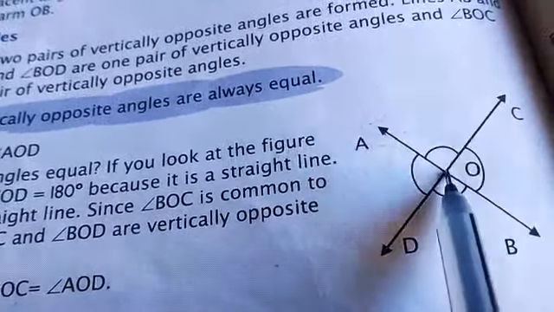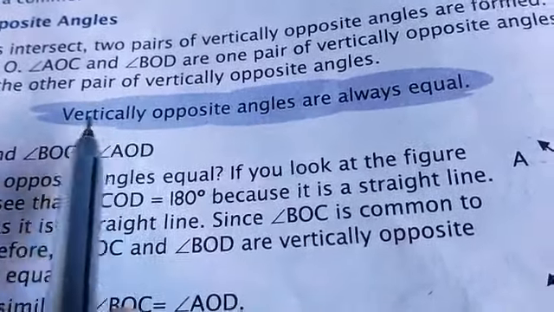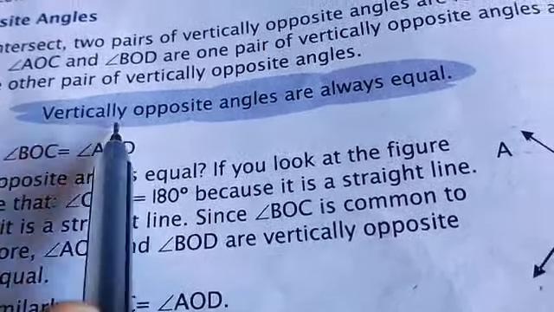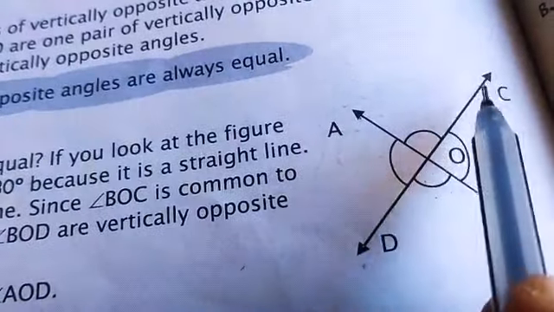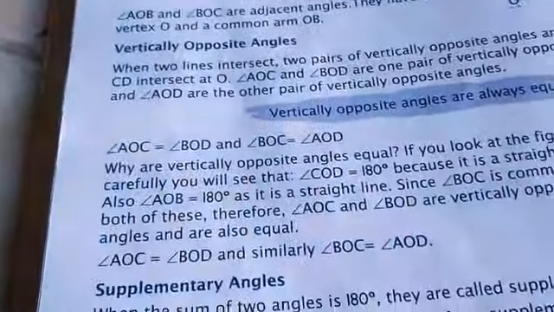ये दोनों जो है ये angle और ये angle, they are vertically opposite to each other. आमने सामने. Opposite मतलब के आमने सामने. And angle BOC is vertically opposite to angle AOD. The other pair are vertically opposite angles. So we always know, this is a very important line, that vertically opposite angles are always equal. मतलब के AOC is always equal to BOD. These both are same.